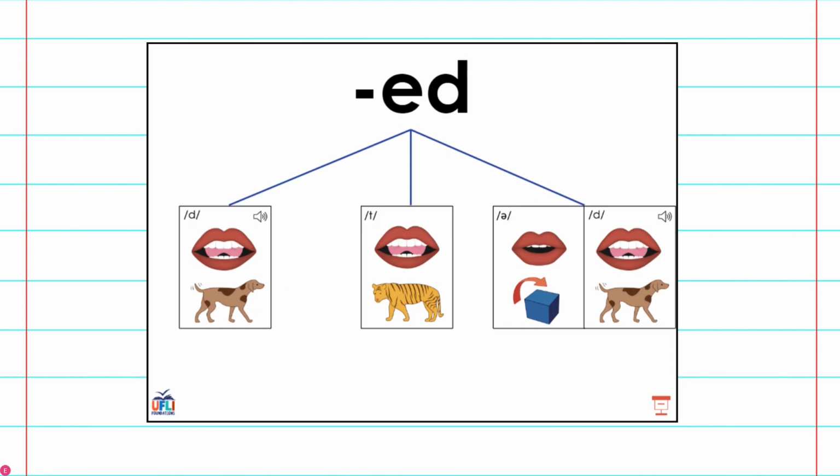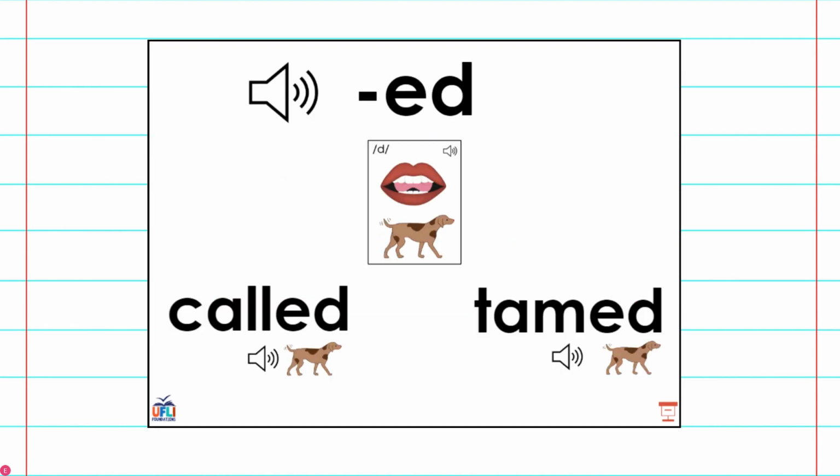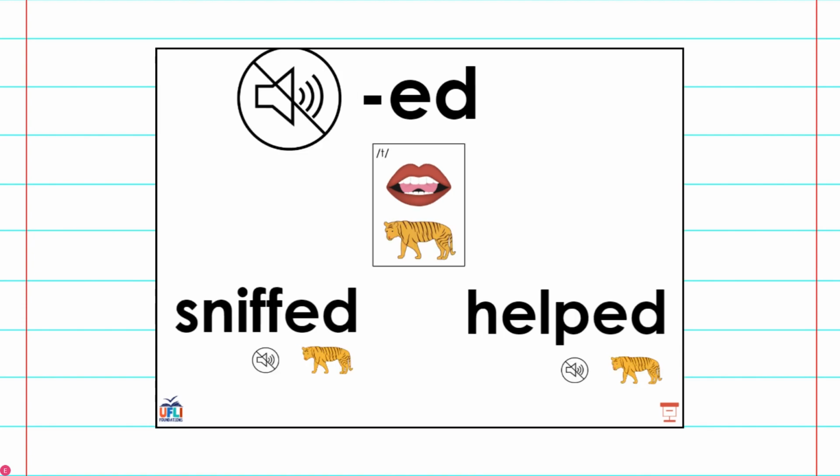There are three ways to pronounce the ed ending: d, t, or id. We can figure out how to pronounce the ed ending by thinking about the sound that comes right before it. If a voiced sound comes before ed, we say d, like in called and tamed. If an unvoiced sound comes before ed, we say t, like in sniffed and helped.